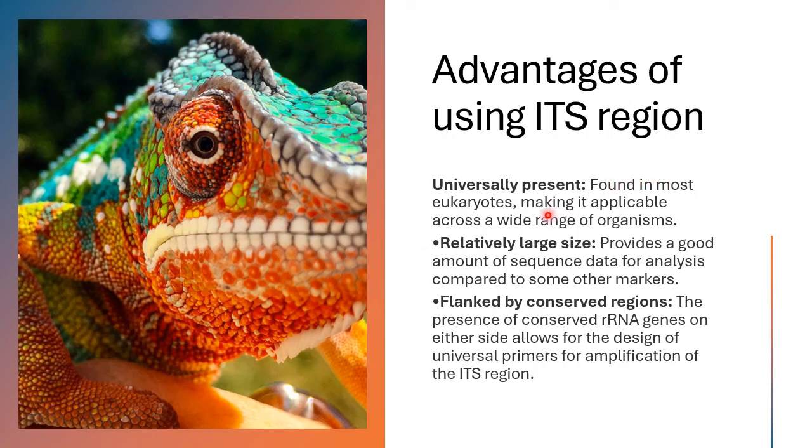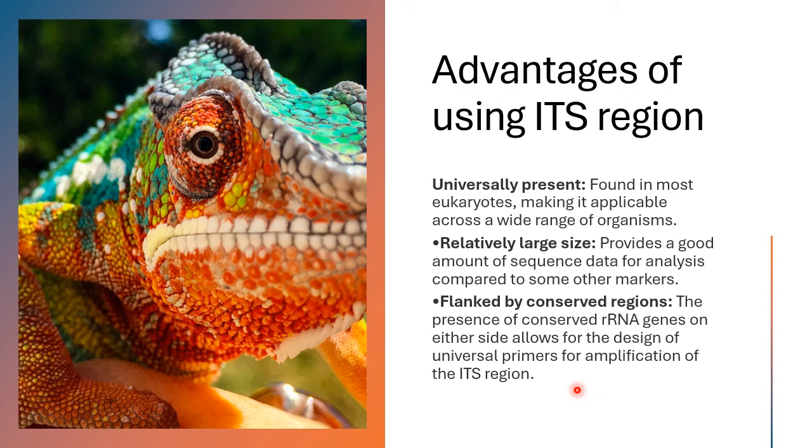The advantage of using the ITS region is the fact that it is universally present in most eukaryotes, making it applicable across a wide range of organisms. It has a relatively large size, which provides a good amount of sequence data for analysis compared to some other markers. And it is also flanked by conserved regions of the rRNA gene on either side, which allow for the design of universal primers for application of the ITS region.